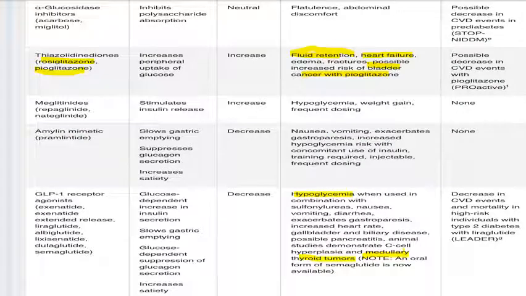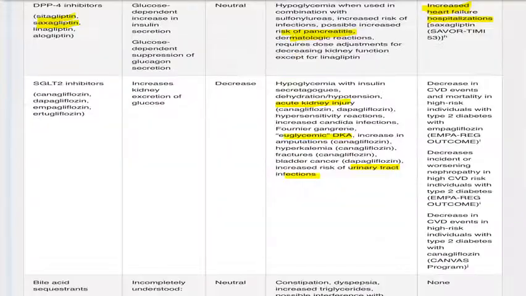We have here pioglitazone and rosiglitazone. Remember the effect on the weight, it increases the weight. And remember, fluid retention, heart failure, and pioglitazone increases the risk of bladder cancer. Always, about any medication, remember the weight effect and the disadvantage, because these are common places for MCQs.